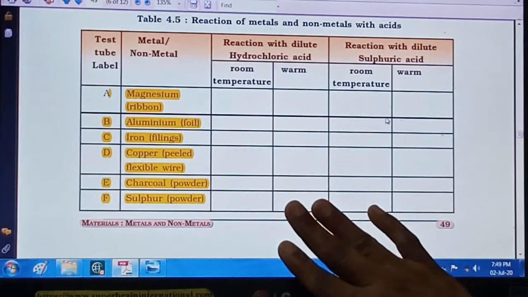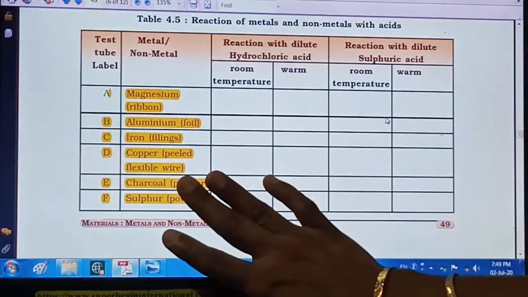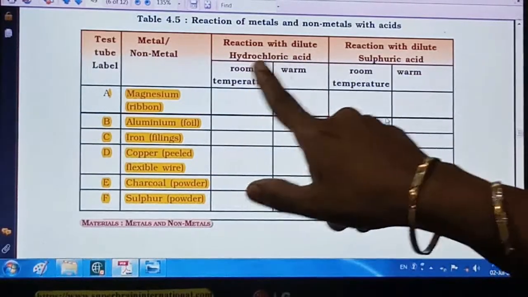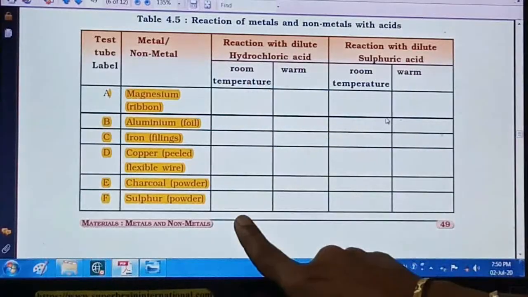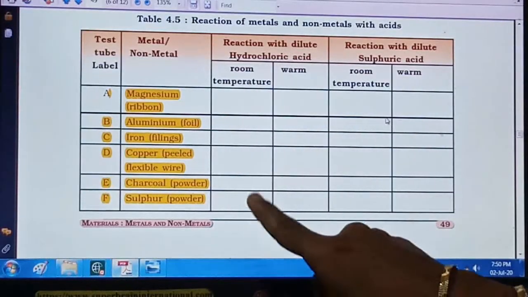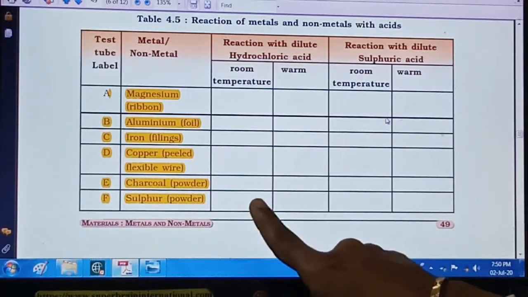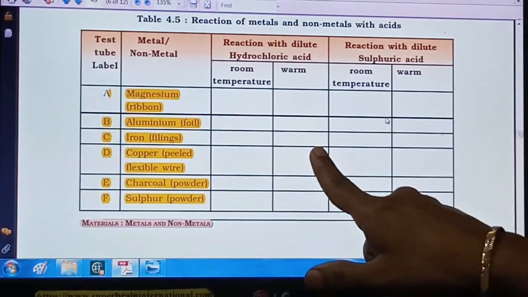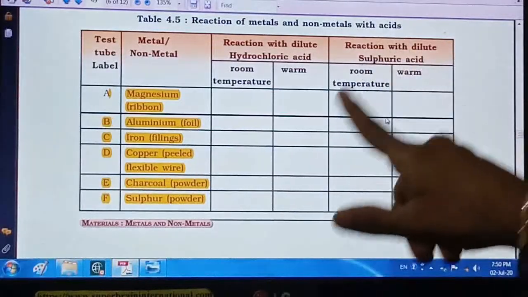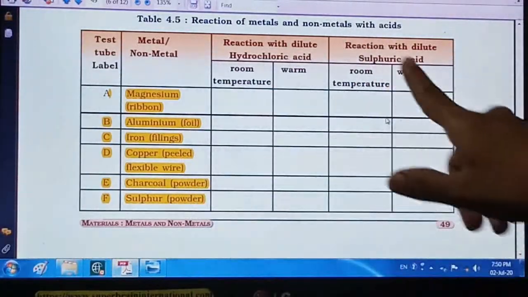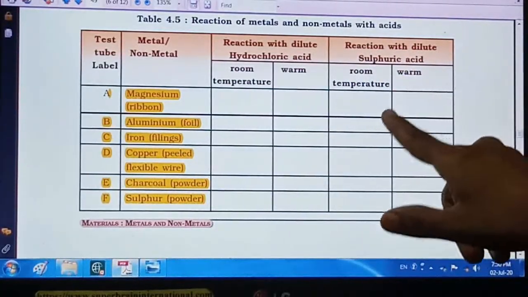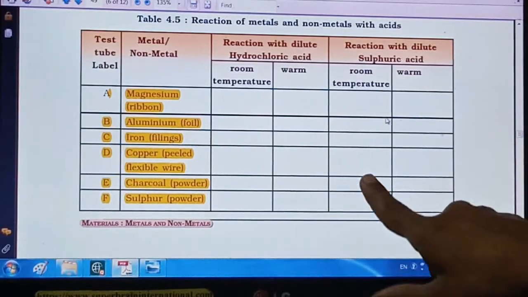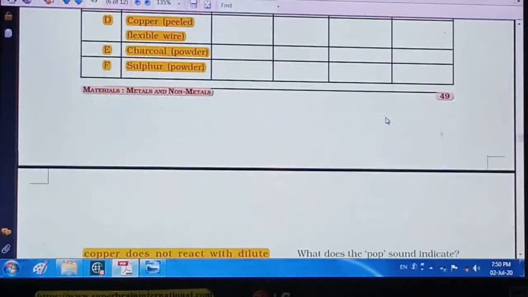So in this table, see, these 4 metals are there, 2 non-metals are there. You note the reaction with dilute hydrochloric acid at room temperature, and if no reaction takes place at room temperature, then you have to warm it and write your observations over here, right? And the same metals, whenever they react with sulfuric acid, what happens at room temperature and when we gently warm them, this you have to note in this table, right?